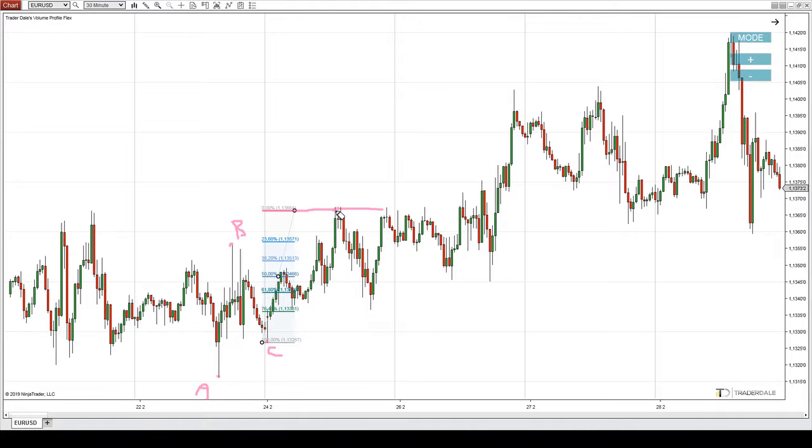So you wait for the price to hit this level. This will be the D, and from there you go short. A, B, C, D, short.